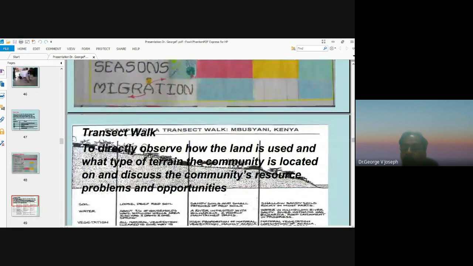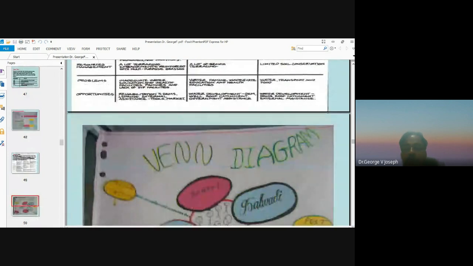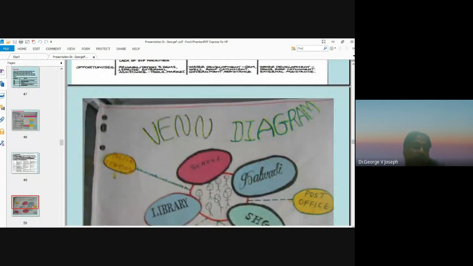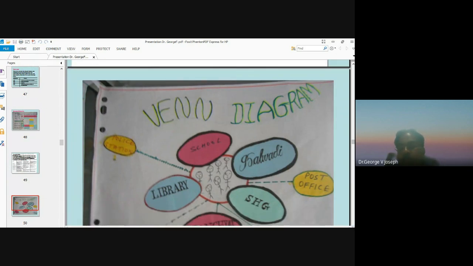Then you can use another method called transit walk. The hazard prone areas can be visited from the perspective of the various hazards and what impacts they are creating. So that can be analyzed. Then you can also identify the type of institutions that exist through a Venn diagram, what type of role they are playing, and which is the most important institution according to people's perception, from the perspective of disaster risk reduction and response, or even mitigation.